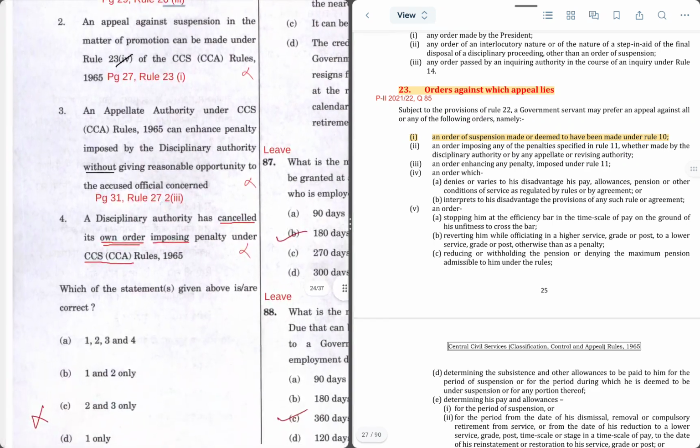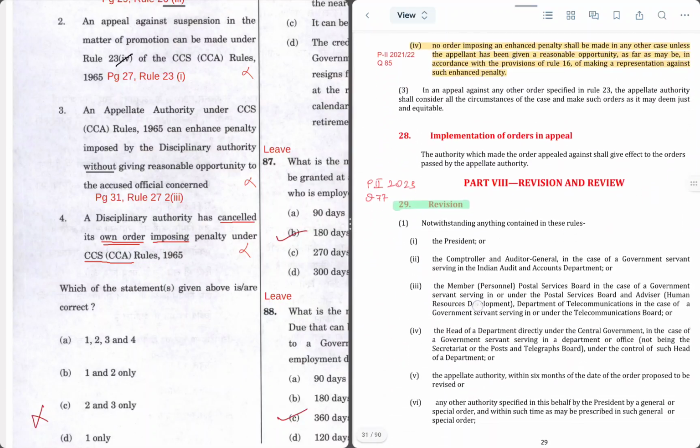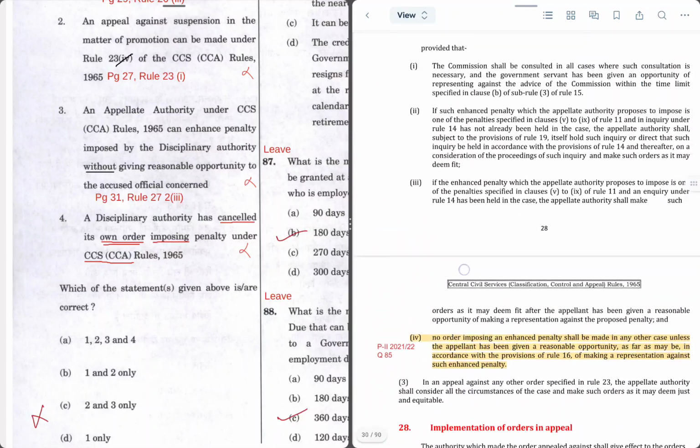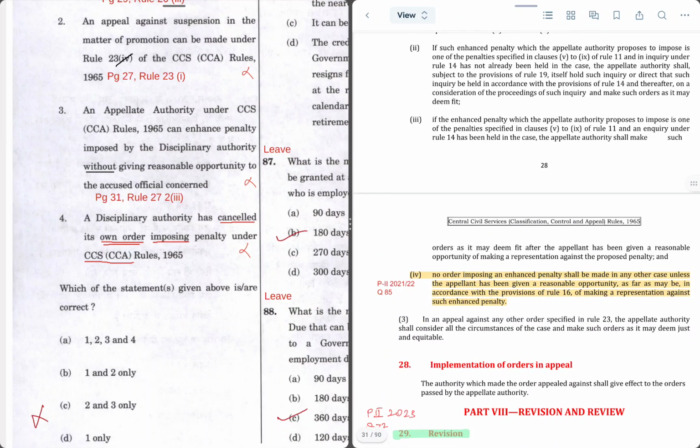Let's move on to statement 3. An appellate authority under CCS rules can enhance penalty imposed by disciplinary authority without giving reasonable opportunity. So दो चीज़ें हैं. रीजनेबल अपॉर्चुनिटी तो हमेशा देनी ही देनी है. पेनल्टी इनहेंस कर रहे हैं तो डेफिनेटली आपको देनी पड़ेगी. ऑफिशियल लैंग्वेज हम चेक कर लेते हैं इसकी, पेज नंबर 31 पे. So Rule 27, para 2, sub para 3. So it says that if the enhanced penalty which appellate authority proposes to impose, appellant has been given a reasonable opportunity for making a representation. So statement 3 is also incorrect.